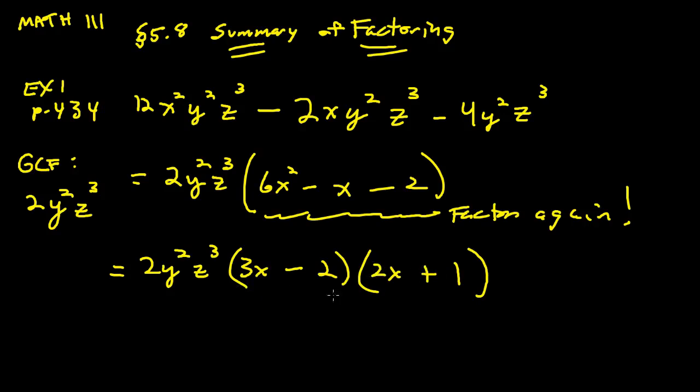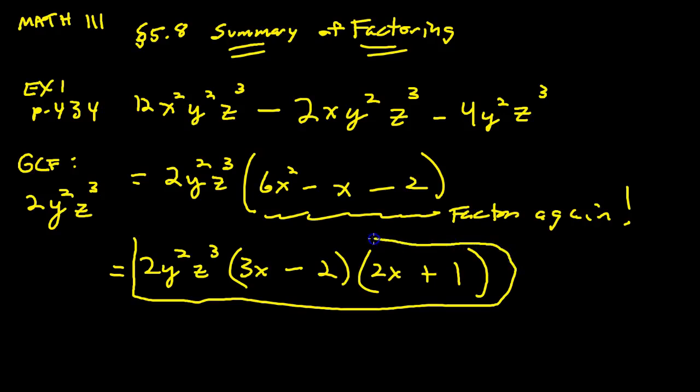Let's try it. 3x times 2x is 6x squared. The outer product, 3x minus 4x, indeed adds up to minus x. And minus 2 times positive 1 is minus 2. So it indeed does check. So as we've seen before, there are often times when you need to factor twice within the same problem. So here is our completely factored answer. 2y squared z cubed times 3x minus 2 times 2x plus 1.